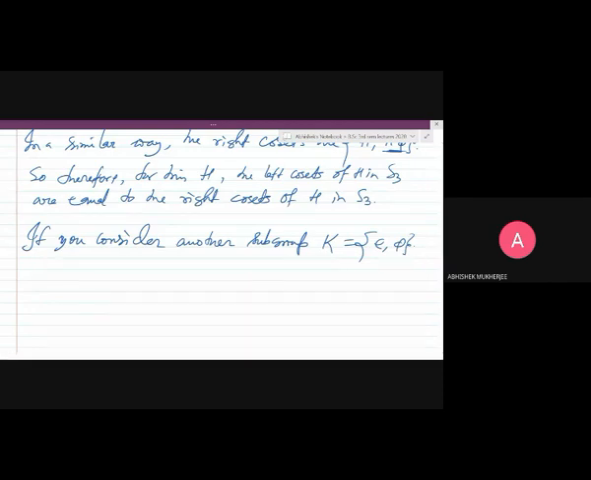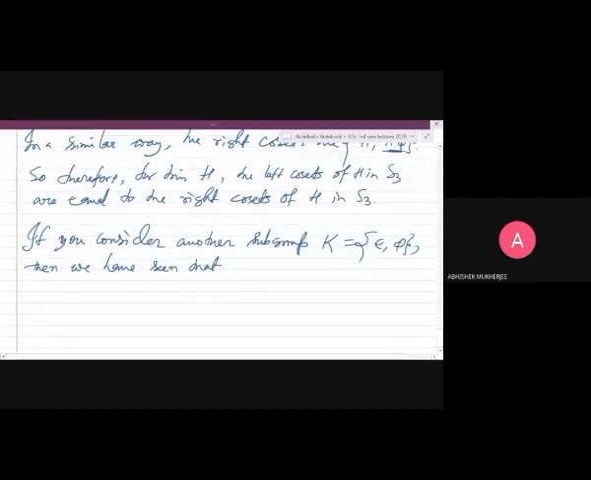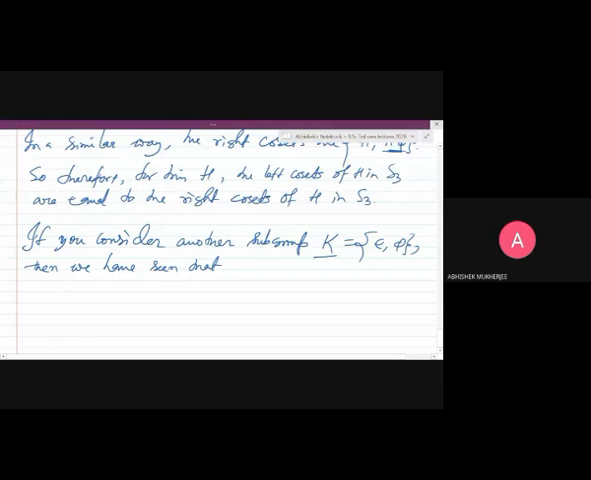Now if you consider this subgroup, then we have seen, I think we have deduced all the left cosets and right cosets of this subgroup in our previous lectures. I think yes, or we did this, didn't we? We found its left cosets and its right cosets.